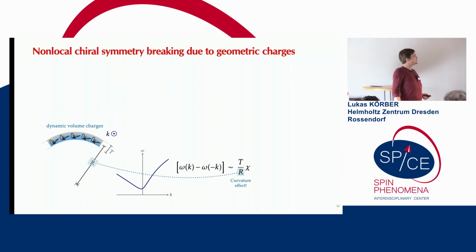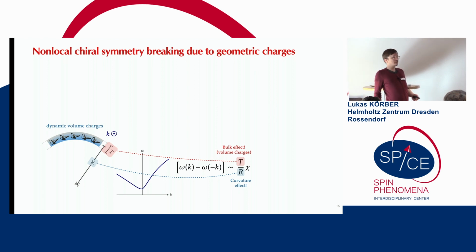We can see that this asymmetry is inversely proportional indeed to the curvature radius. So this is indeed a curvature effect. Moreover, we see that it is proportional to the thickness of the shell. It's not too surprising because it's related to the volume charges. So it's a bulk effect related to dipolar interaction.